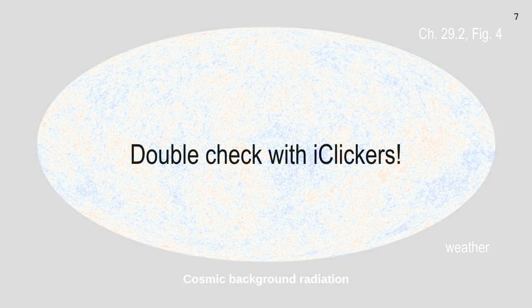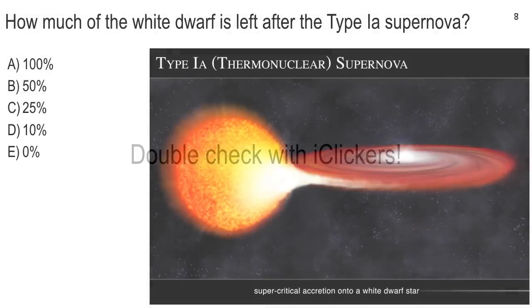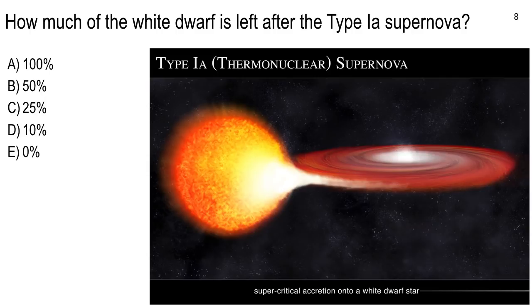All right, let me give you a clicker question. Let's double check your understanding of last time. Do you recall anything about the type 1A supernova? Concept number 1. How much of the white dwarf is actually left after the type 1A supernova? Go ahead and vote.